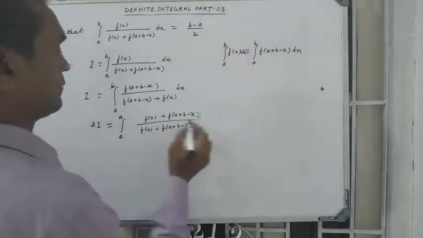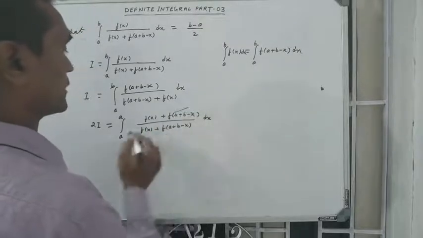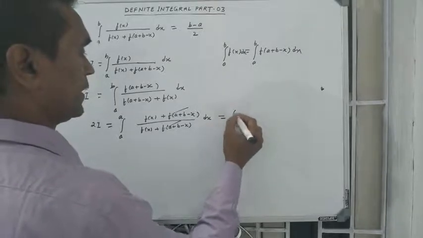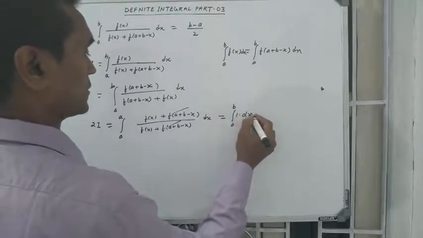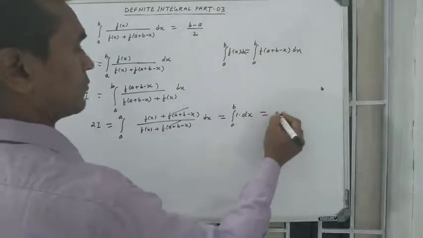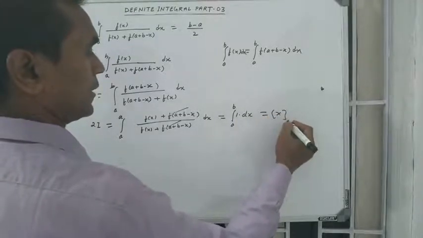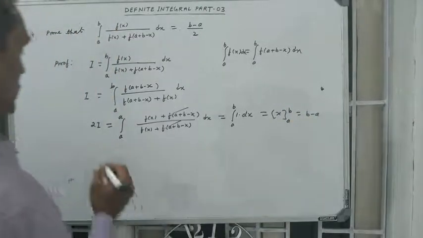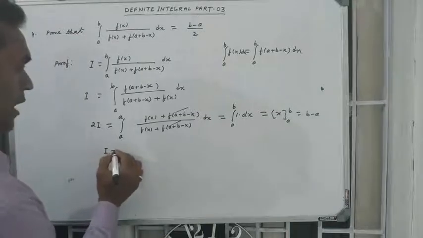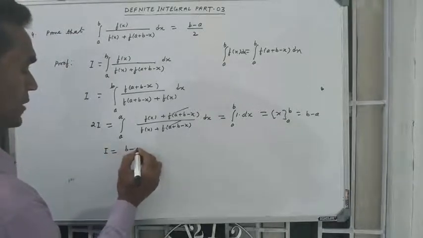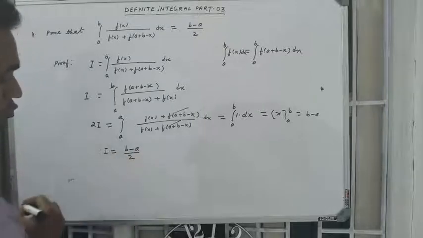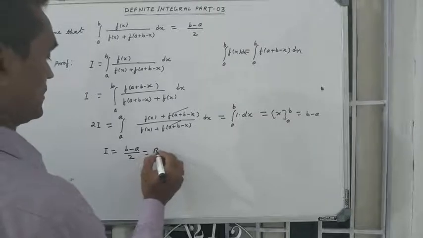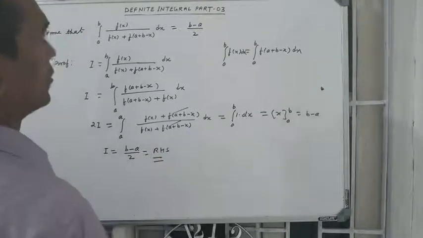Obviously here the numerator and denominator are both the same, so you can cancel it. This will become the integral from a to b of 1 dx. The integral of 1 is x, so x from a to b is equal to b minus a. So we have I is equal to b minus a by 2. So this is the RHS. We have proved this. Okay, thank you.